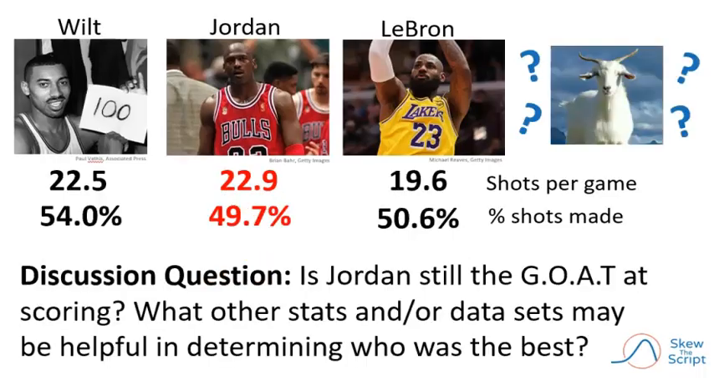So here are your questions to consider. That raises some interesting questions for us. Some other metrics for you to think about. Do you think Jordan should still be considered the greatest of all time? Why or why not? And what other statistics or data would you also want to see in helping to determine who is truly the best? Take a moment to jot down your initial thoughts to these questions, and we will discuss them further.